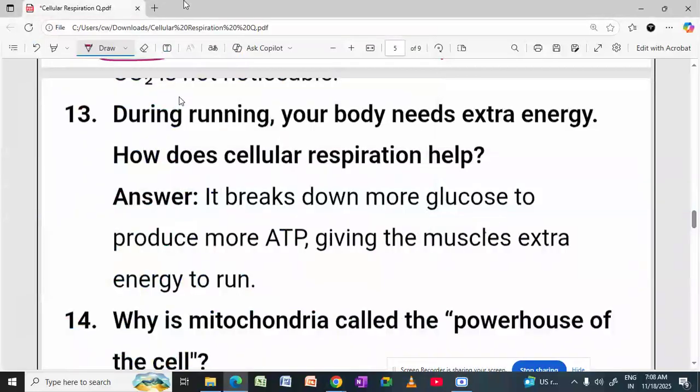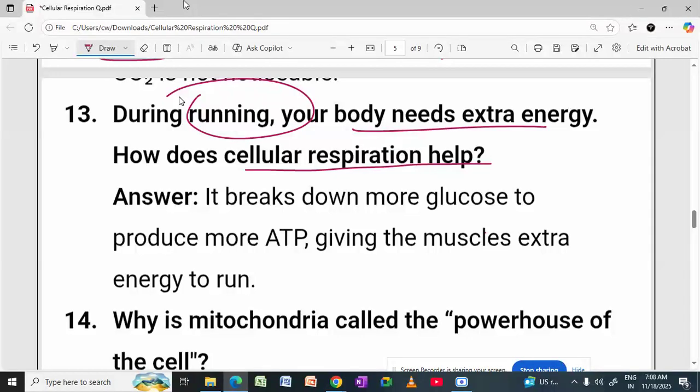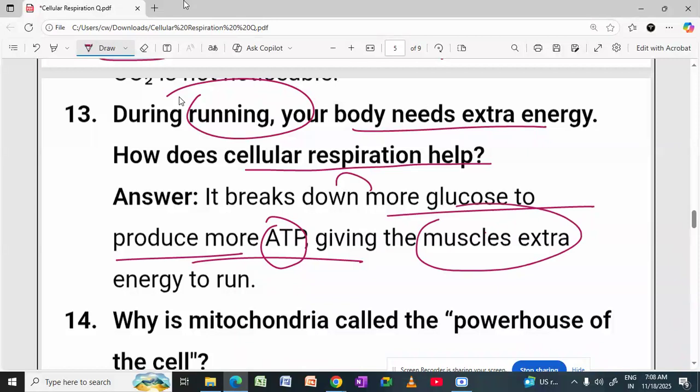So Manya, next question: during running your body needs extra energy. How does cellular respiration help? Obviously, whenever we are running, the body adjusts: it breaks down more glucose to produce more ATP. This concept is clear to us because we already know that during respiration ATP is produced. So it breaks down more glucose to produce more ATP, giving the muscles extra energy to run.